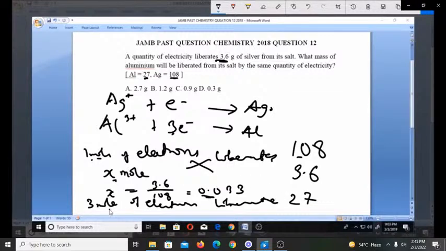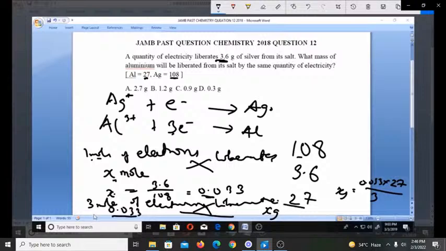Now, the same quantity of electricity, which is 0.033 as we have here, will now liberate how many grams? X gram of aluminium. So if you make X gram the subject of the formula and you cross multiply, you are going to have X gram equal to 0.033 times 27 all over 3. That's when you cross multiply. You have 0.033 times 27 all over 3 moles.